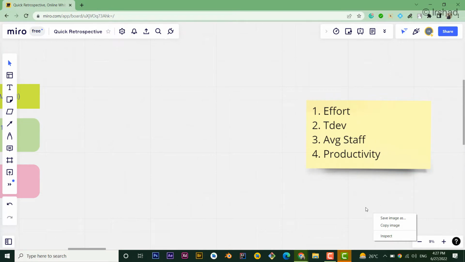Before that, we have four basic elements in the COCOMO model that we should know. The first is effort, then development time, average staff, and productivity. Effort, as we have already discussed in the previous lectures, and development time as well. Average staff means the average number of programmers or developers, and productivity is the total yield or outcome.